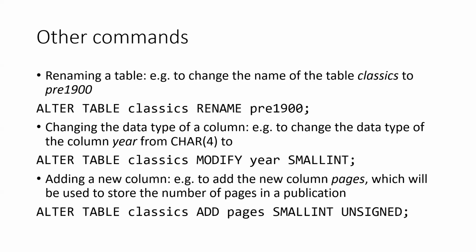Now let's say we want to add a new column. In that particular case, we can use alter table classics add pages, small int, unsigned, which will add an attribute called pages. Right? So this is how we can use some of these commands.